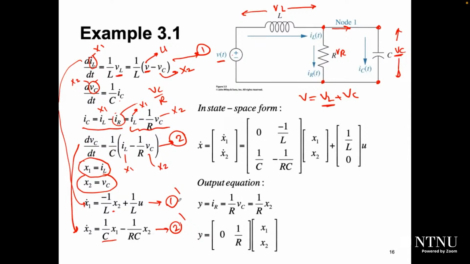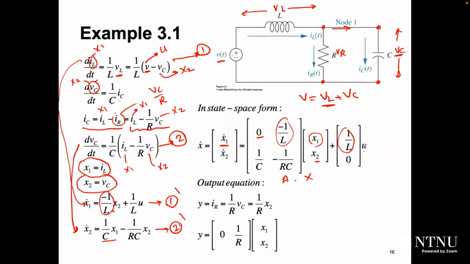So try to write equation 1 dash and 2 dash in matrix notation. We will define a state vector X dot equal X1 dot and X2 dot equal matrix A multiplied by X, right? X equal X1 and X2. So we will write the first equation in the first row. X1 dot equal 0 times x1, because we don't have any x1 in this equation. So it will be 0 multiplied by x1 minus 1 divided by L multiplied by x2, plus 1 divided by L multiplied by U.